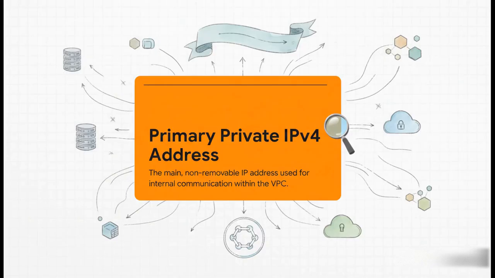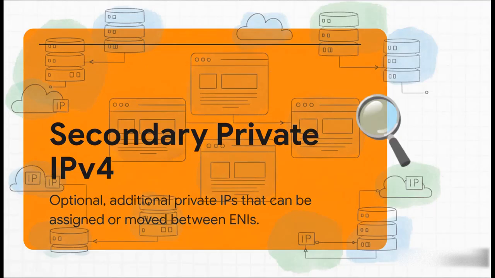Every single ENI has what's called a primary private IP address. This is its core identity, its permanent address inside your private cloud network. It sticks with the ENI for its entire life, and it's what all your internal services use to talk to each other. But you're not limited to just one. You can also assign secondary private IP addresses to the same ENI. This is an awesome feature if you're, say, hosting multiple websites or different microservices on a single server, and you want each one to have its own distinct internal IP.